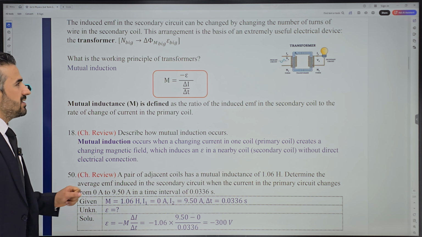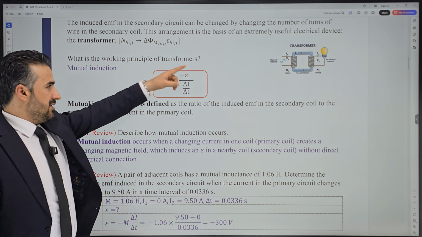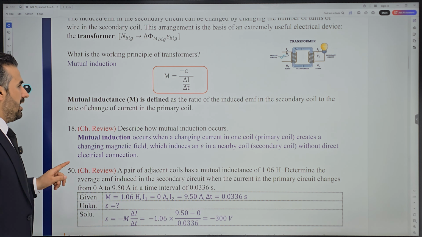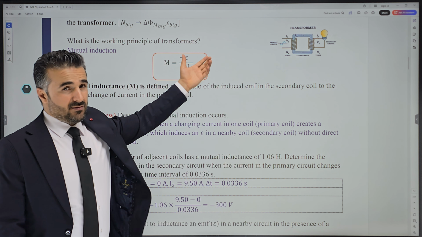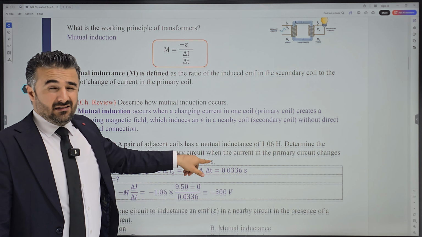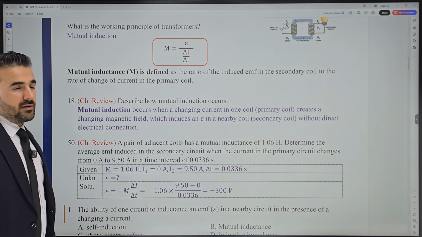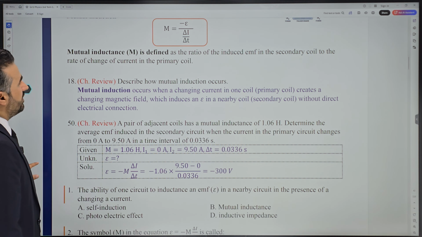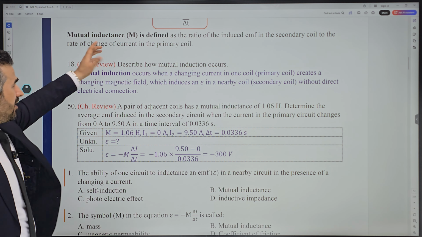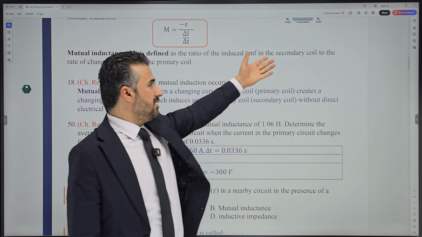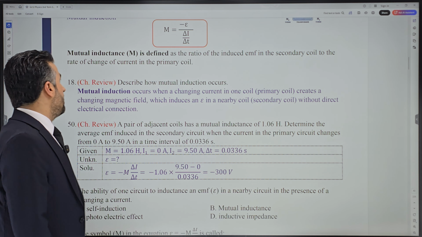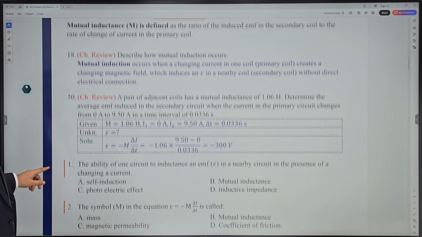What is the working principle of a transformer? We can say it is mutual induction. Mutual inductance is given by the negative EMF equation with the rate of changing current, delta I over delta T. And you can define that as well. You could say it is the ratio of the induced EMF in the secondary to the rate of change of current in the primary coil.